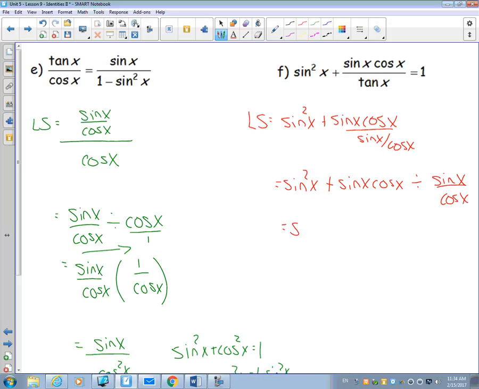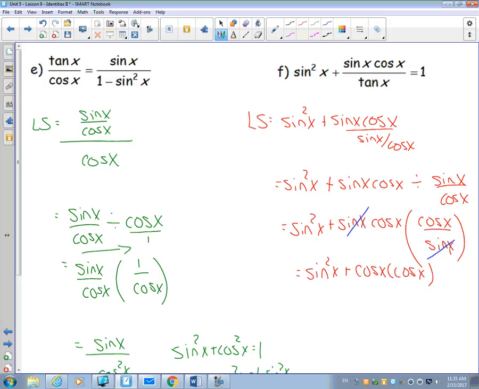But we don't like dividing fractions the way they are. We like to use reciprocals and turn it into multiplying. And now, because it's multiplying, I can cancel a sine with a sine. So we're left with sine squared plus cos times cos. Or in other words, sine squared plus cos squared. And what do we know about that? That looks kind of like this one. 1. Left side, right side.